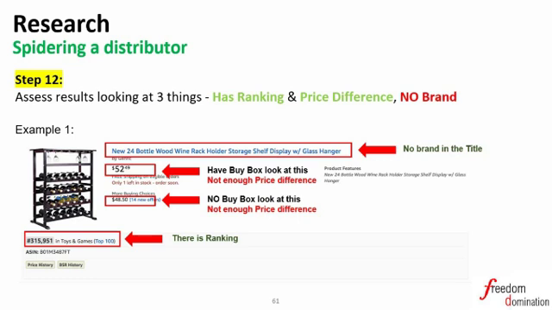And lastly, we look at the bottom. There is a ranking of 315,000 in the toys and games category. For this listing, as there is no price difference, we will not list.